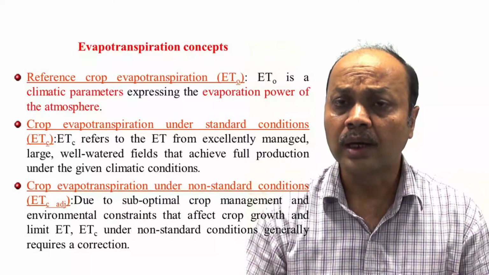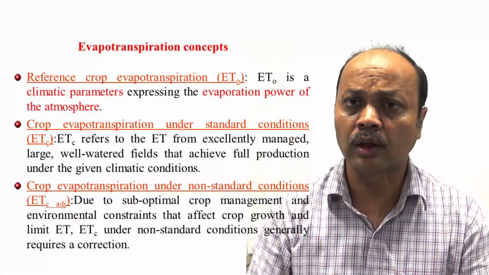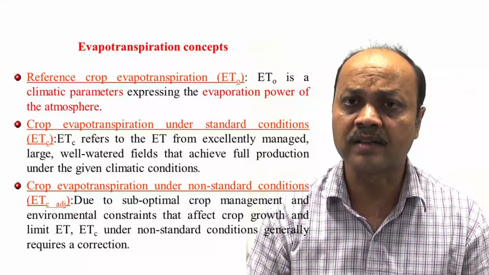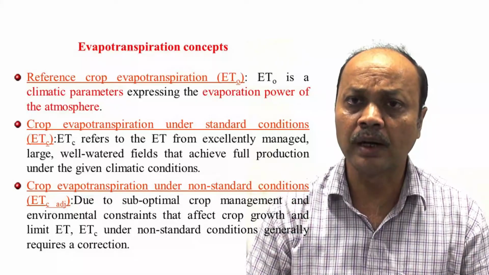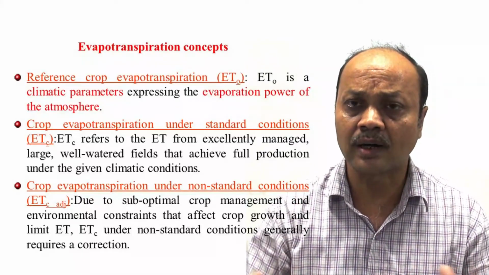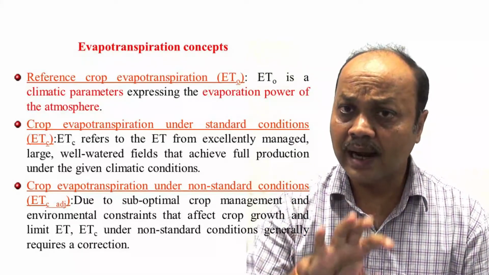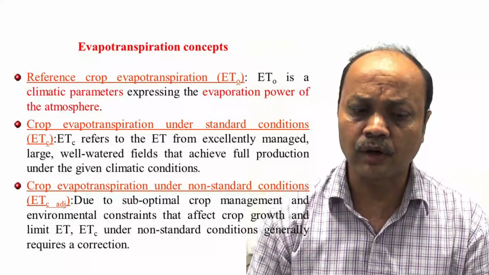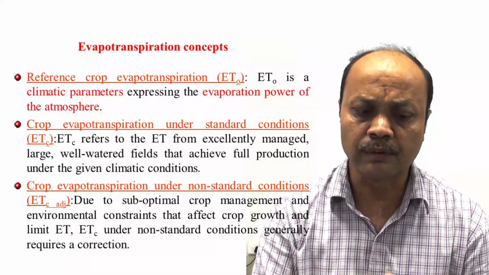If you are growing tomato and all the conditions are well managed, all the conditions are normal, means the soil is in good condition, fertilizer, water, all microclimate. So in that condition, what is your water requirement? That is your crop water requirement, already we discussed.